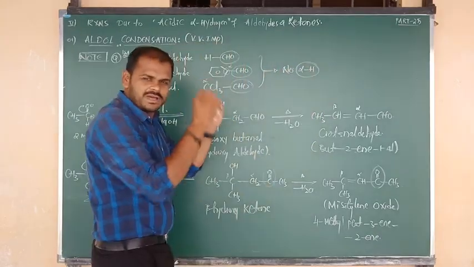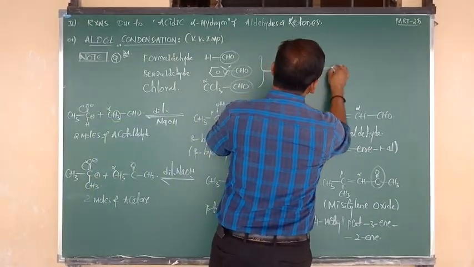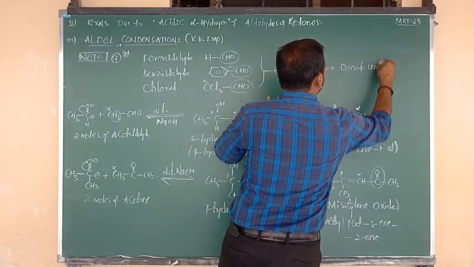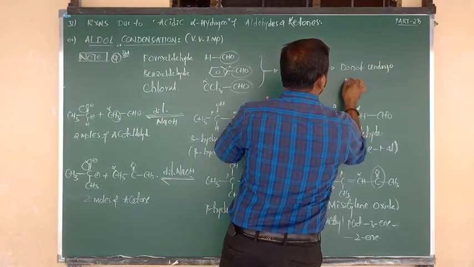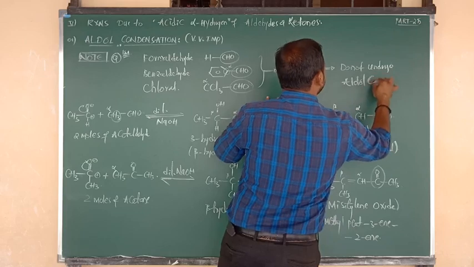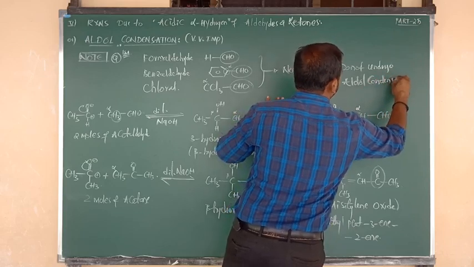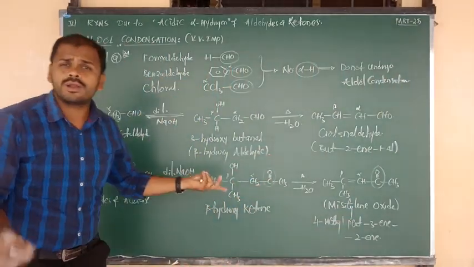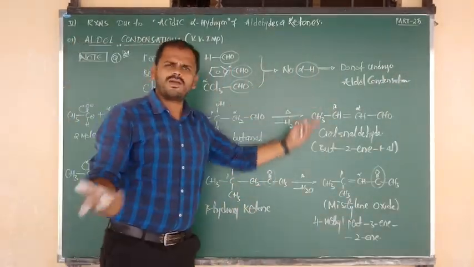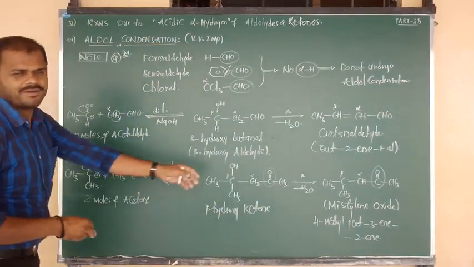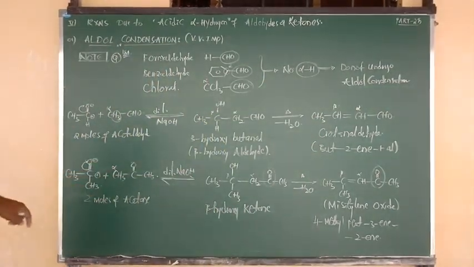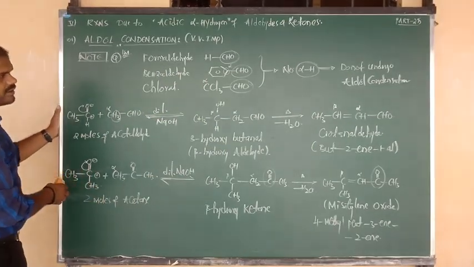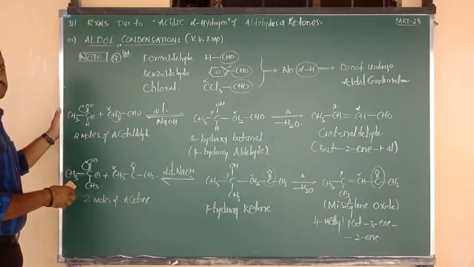So due to absence of alpha hydrogen atom, these 3 compounds do not undergo what? Aldol condensation. Very, very important. Simply they will ask you, why does benzaldehyde not undergo aldol? So the answer is no alpha hydrogen. Bas, 1 mark. Okay? Good. So on the basis of this, one more question I am going to ask you. That is only from an objective point of view, a short question.